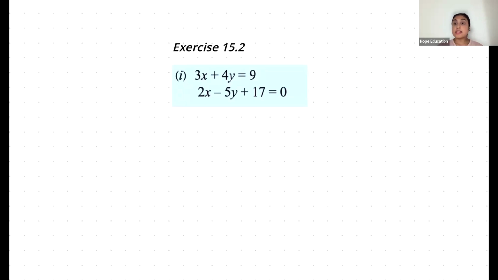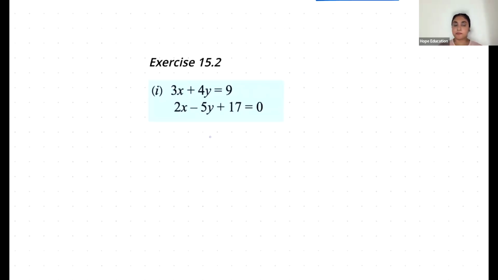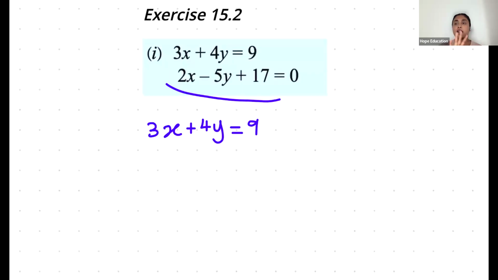Now this is a simultaneous equation, so we have to solve this. The first one is 3x plus 4y equals 9. That looks like the format of a simultaneous equation, so no problem. But our problem is this one. This doesn't look like the typical format of a simultaneous equation, right? Here 2x is there, that is no problem. 5y is there, that is also no problem.